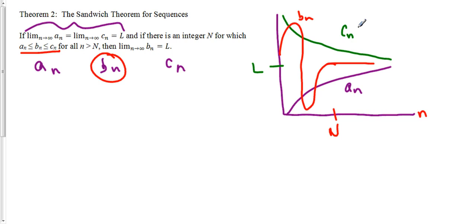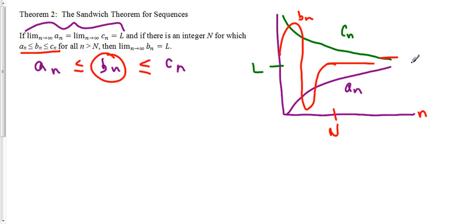And if that happens, if each term of b_n is greater than or equal to a_n and less than or equal to c_n, after this line here that goes with this capital N, then the limit of b_n has to be that L, because it's going to actually be squished between the line for c_n and the line for a_n. And that's what the sandwich theorem is trying to tell us.